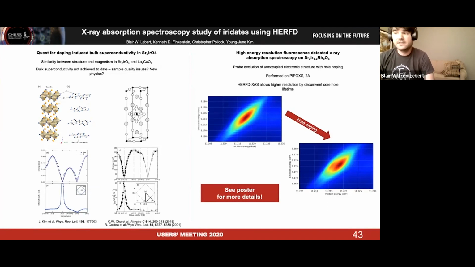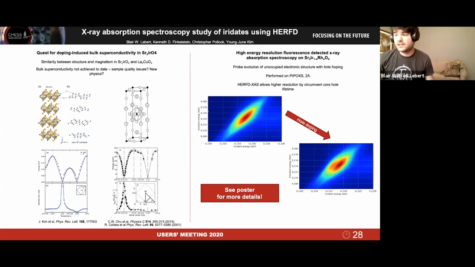The structure and magnetism in this compound is very similar to the cuprate LCO, motivating many doping studies. Nonetheless, no bulk superconductivity has been achieved to date. In particular, we looked at doping with rhodium, which has many conflicting reports.